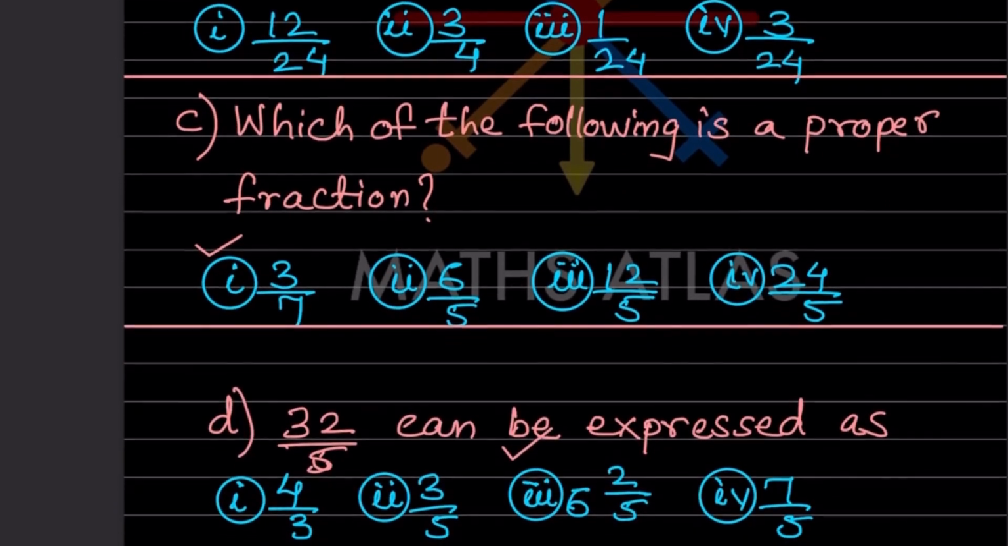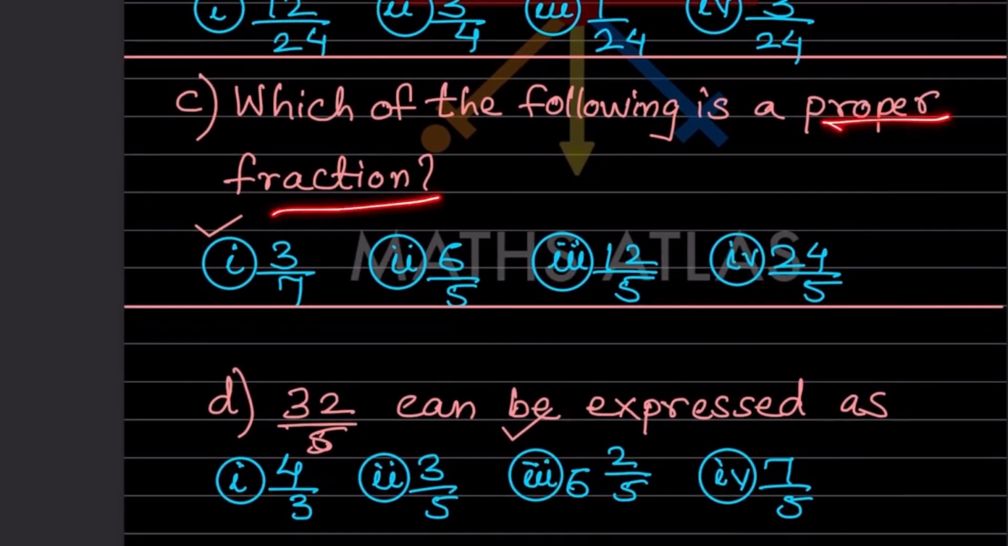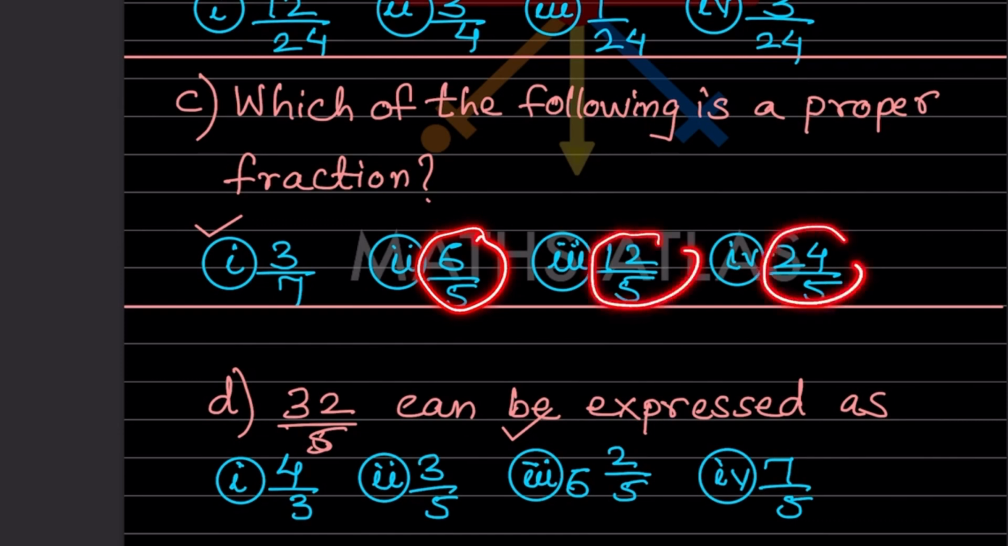Which of the following is a proper fraction? First thing you should know, what is a proper fraction. Proper fraction means always the numerator is going to be smaller than the denominator. Numerator smaller. So where can you see the numerator smaller? Of course over here. Because here it is bigger, so this is improper. So this is the only option.